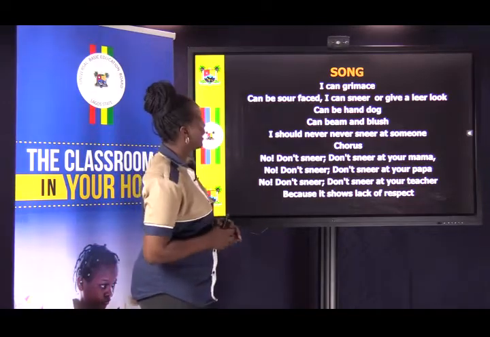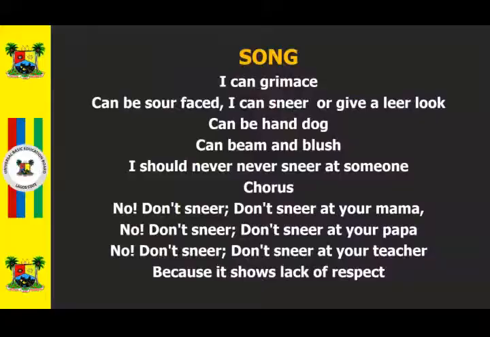I can grimace, I can be surfaced, I can snare. I give a little look, I can be man blush. I should never snare at someone, don't snare. Don't snare at your mama, no, don't snare. Don't snare at your papa, no, don't snare. Don't snare at your teacher, because it shows a lack of respect.